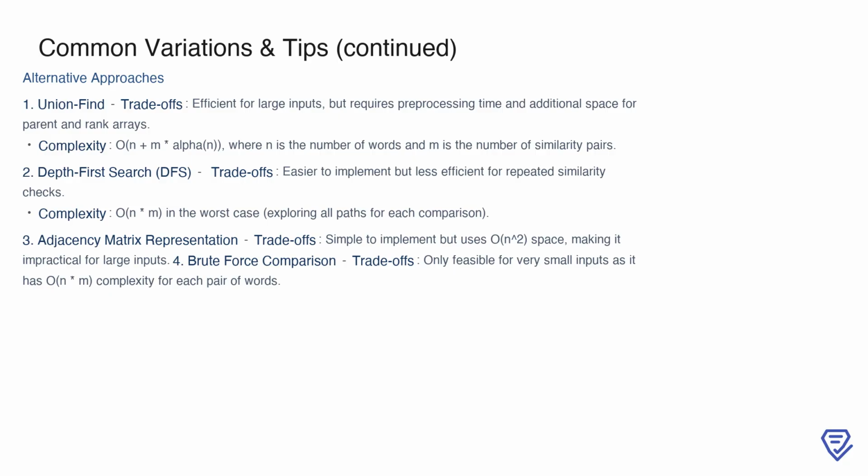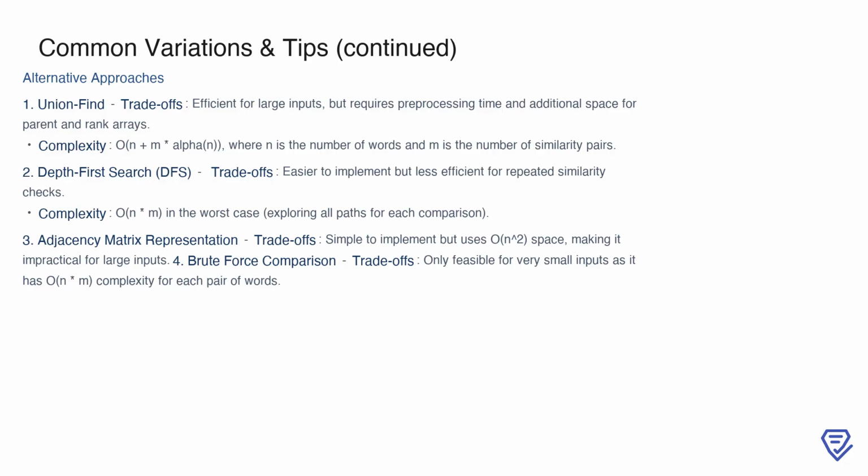Finally, let's consider some alternative approaches to solving this problem and their trade-offs. Union find is a highly efficient method for handling large inputs. By using path compression and union by rank, you can ensure quick union and find operations. However, it does require pre-processing time and additional space to store parent and rank arrays. Its complexity is approximately O(n + m * α(n)), where n is the number of words and m is the number of similarity pairs.